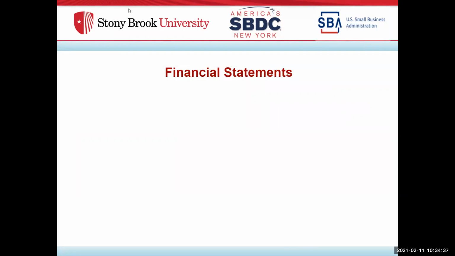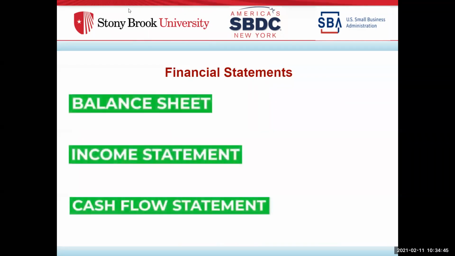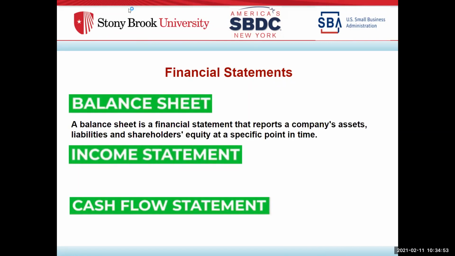With all 7 steps of bookkeeping done, we can now generate financial statements. There are 3 major financial statements: the balance sheet, income statement, and cash flow statement. The balance sheet reports a company's assets, liabilities, and shareholders' equity. It's also called a statement of financial position. This statement gives a snapshot of a company's finances at a particular moment and summarizes every transaction since your company launched.